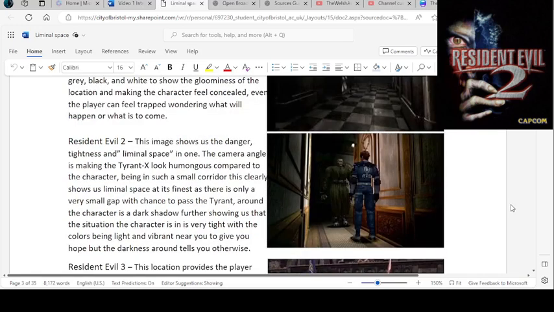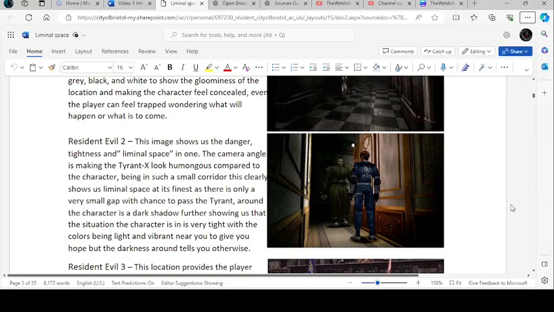Resident Evil 2. This image shows us the danger, tightness and liminal space in one. The camera angle is making the Tyrant X look humongous compared to the character. Being such a small corridor, this clearly shows us liminal space at its finest, as there is only a very small gap with chance to pass the Tyrant. Around the character is a dark shadow, further showing us that the situation the character is in is very tight, with the colours being light and vibrant near you to give you hope, but the darkness around tells you otherwise.